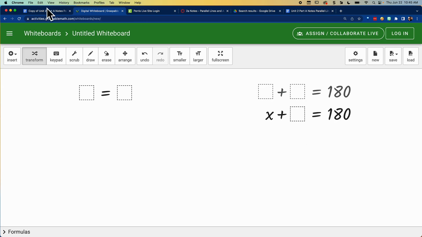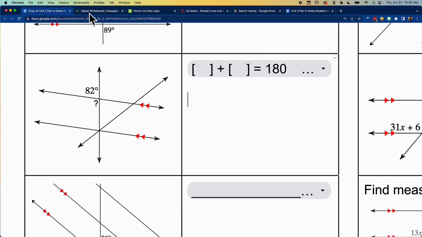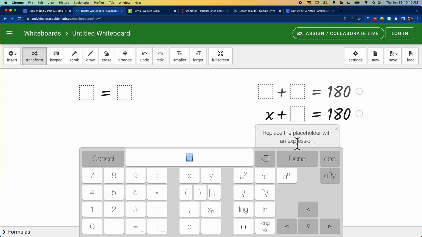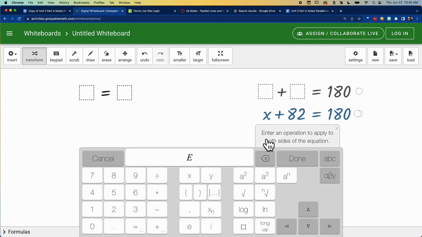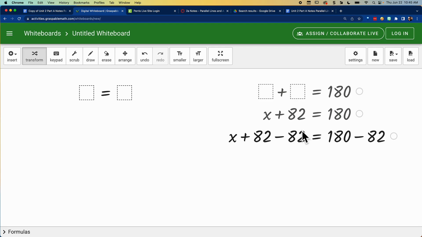plus, what was the other number? Let me go back and check. It was 82. X plus 82 equals 180. In reality, this could be done as mental math, but if you're trying to work your way through it and track your work, this is helpful to do. So we find out that we just subtract from 180 and we get x equals 98.